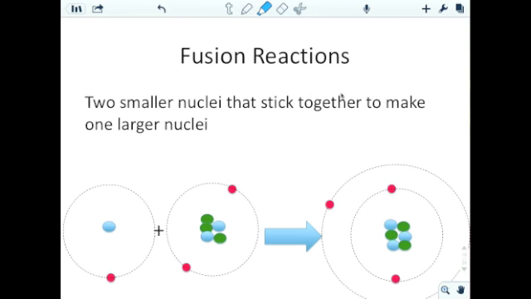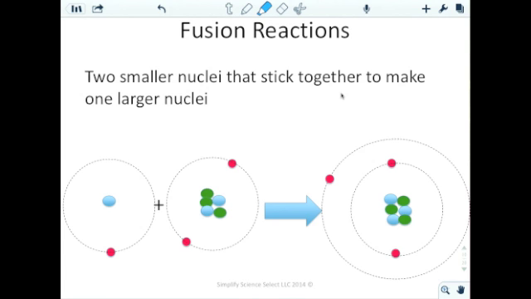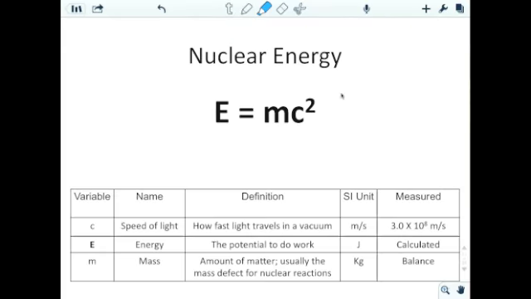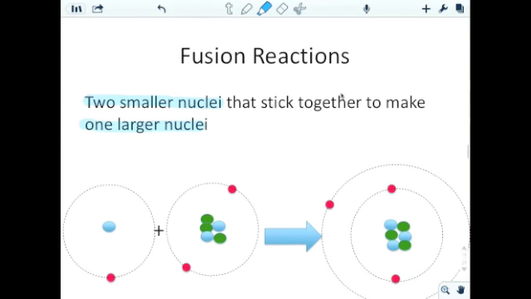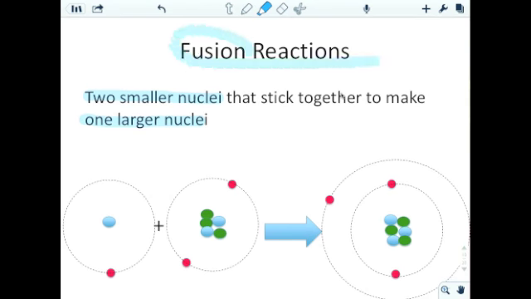A fusion reaction is when two smaller nuclei stick together to make one larger nucleus. So two small things make one bigger thing. Fusion reactions release a ton of energy. Fusion reactions are what power the sun. Without fusion, we wouldn't have the sun, we wouldn't have sunlight, we wouldn't have life. So fusion is a lot more energy than our fission reaction.